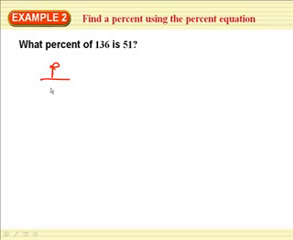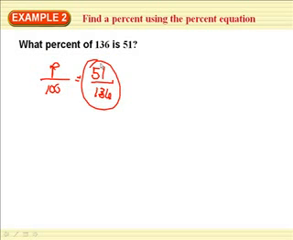What percent of 136 is 51? So this is your test score. You get 51 points out of 136. You know that's not real good. So we're going to do our cross products. 136p equals 5100, divided by 136.